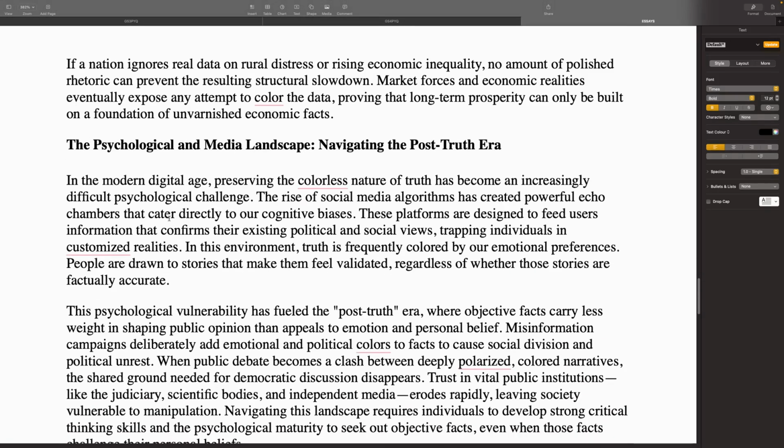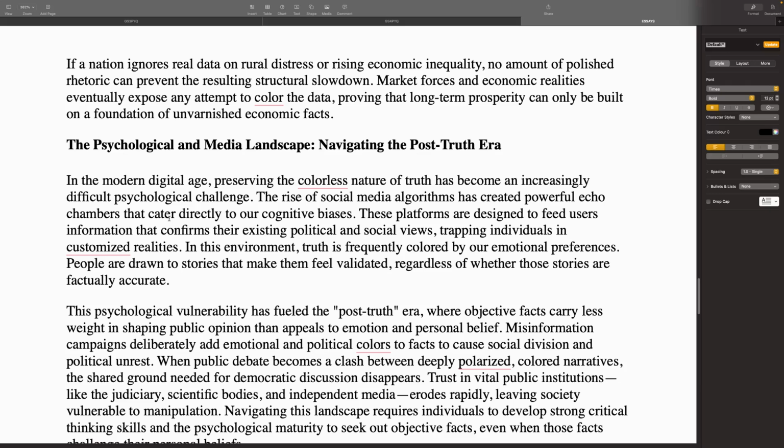If a nation ignores real data on rural distress or rising economic inequality, no amount of polished rhetoric can prevent the resulting structural slowdown. Market forces and economic realities eventually expose any attempt to color the data, proving that long-term prosperity can only be built on a foundation of unvarnished economic facts.